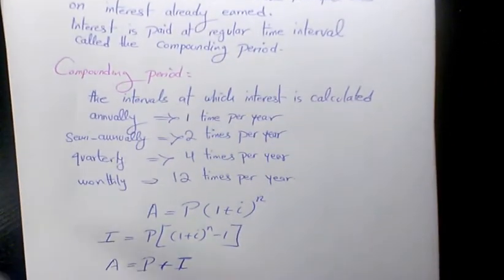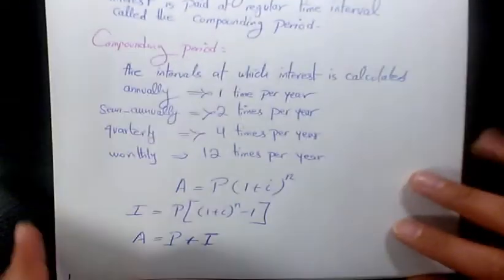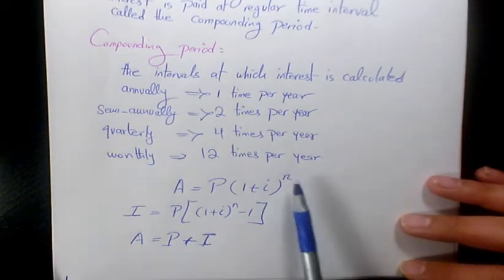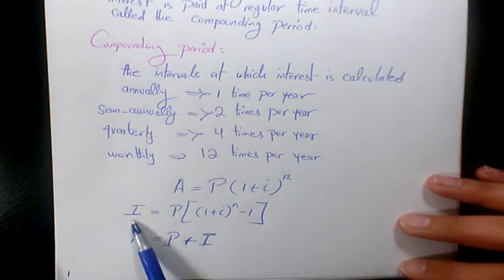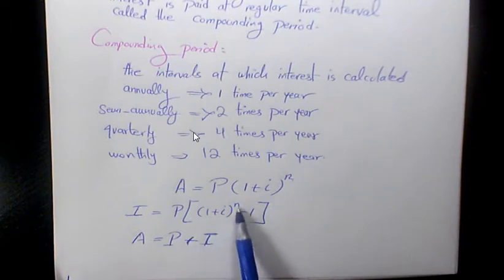So here we have amount A equals principal P times 1 plus i to the power of n. n is the number of compounding intervals. And I, which is interest, equals P times (1 plus i to the power of n minus 1). And we know A equals P plus I.